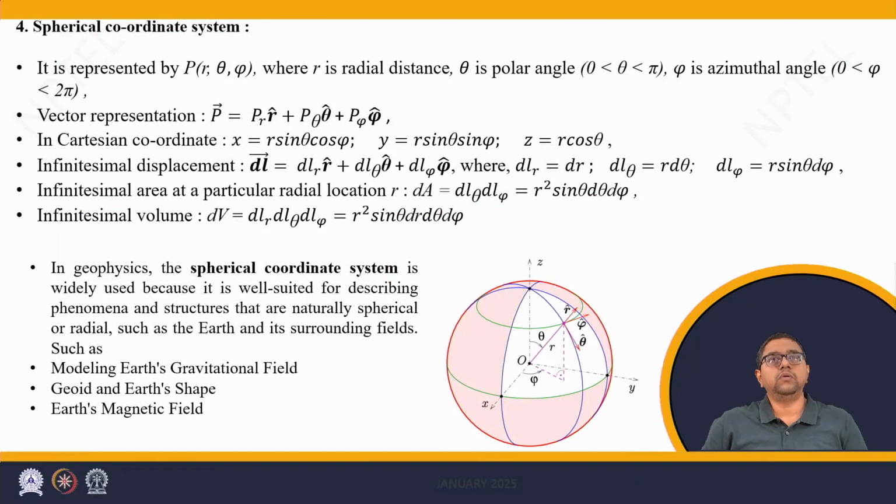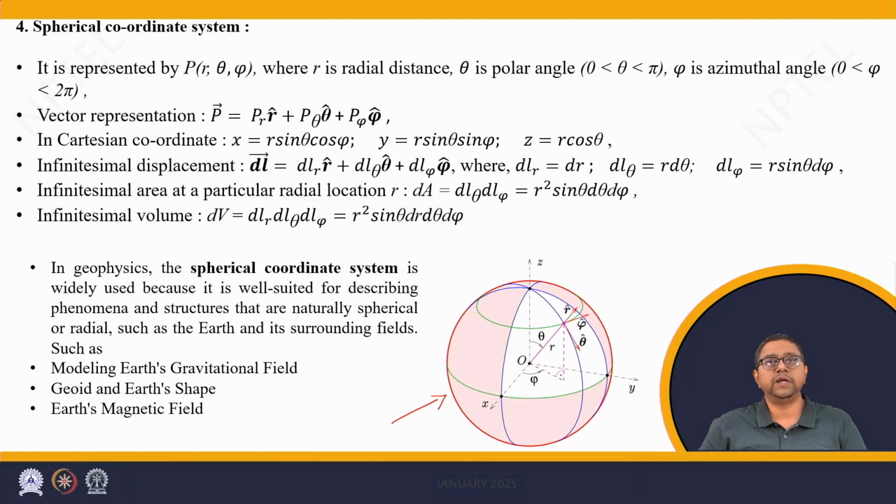Now we look at the spherical coordinate system. The spherical coordinate system is the most appropriate and relevant for use in geophysics applications. This is obvious from the structure of the coordinate system, as can be seen in this figure. Since the planet Earth and other planets are spherical bodies, many of the phenomena are governed by the sphericity or the curvature of the planet.